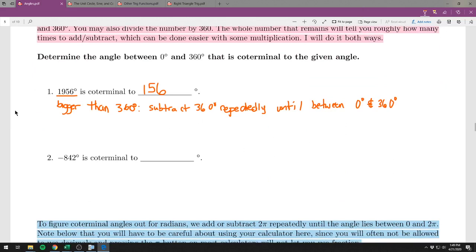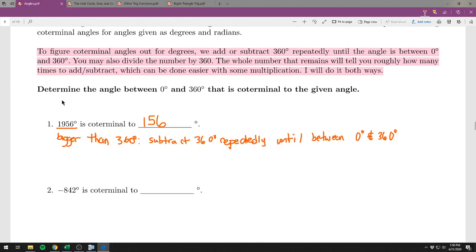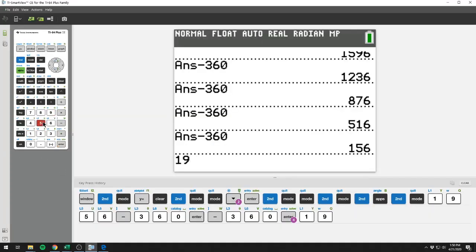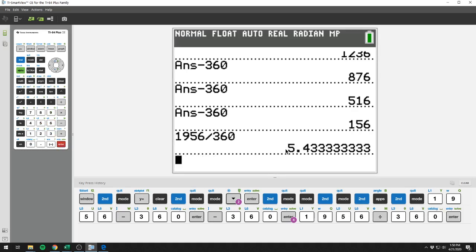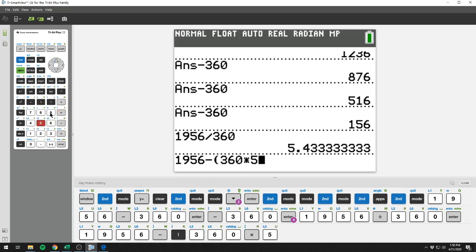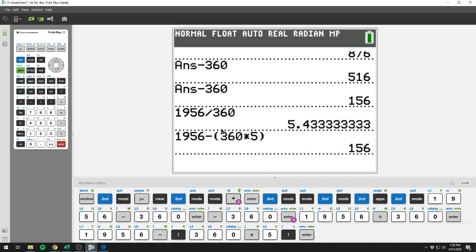Now, once again, you are not asked that question, so you don't have to really answer that here, but something I want to point out right now. The other way I have written here, it can be shorter. What you do is you take your angle, 1956, divided by 360. And that whole number 5 here tells you how many times to subtract 360. But the way you use that is you do 1956 minus 360 times that 5. If you subtract 360 off 5 times, that's exactly what you would do, and you get the 156. So that's another way to do it.